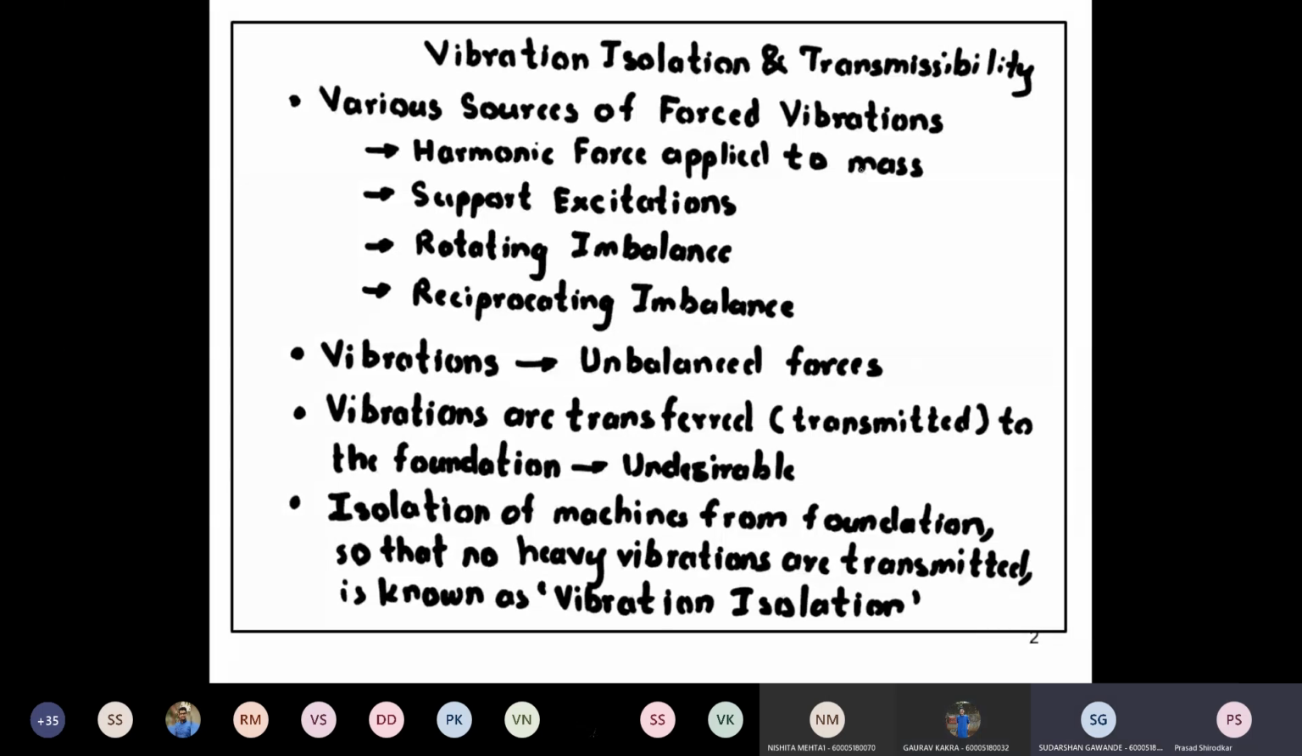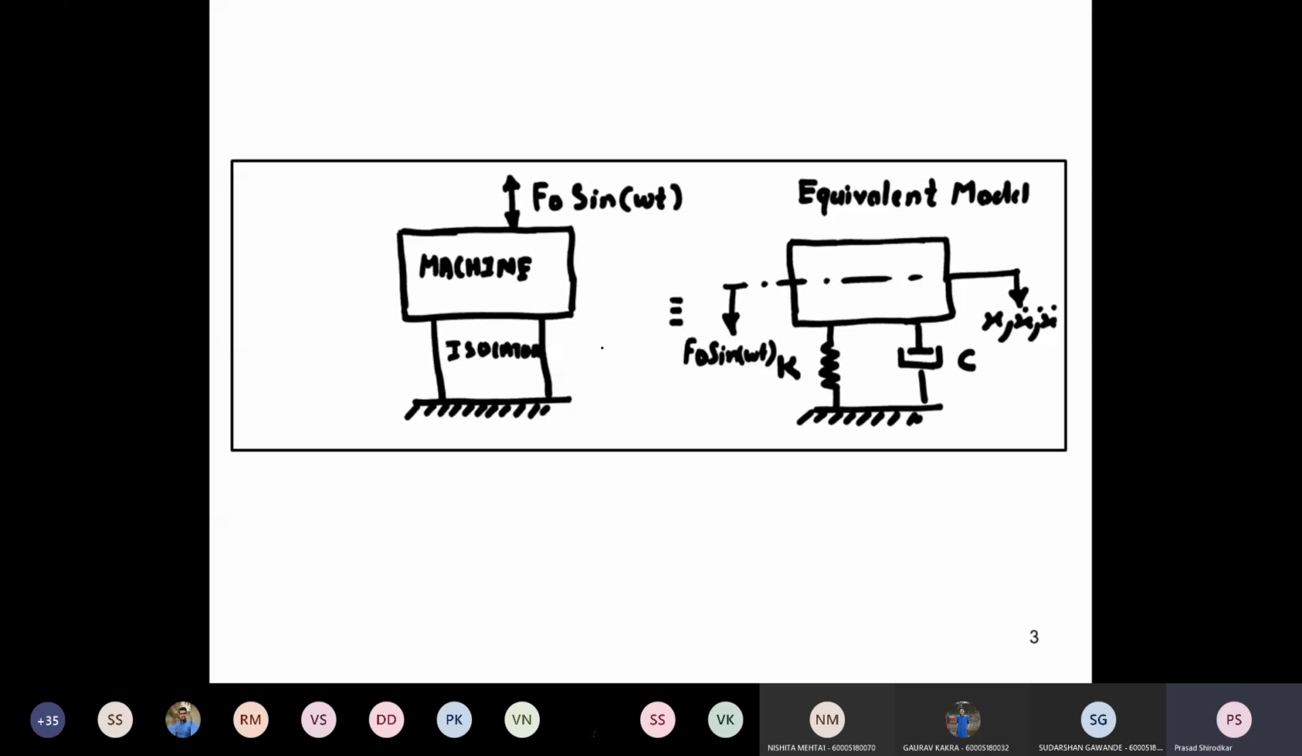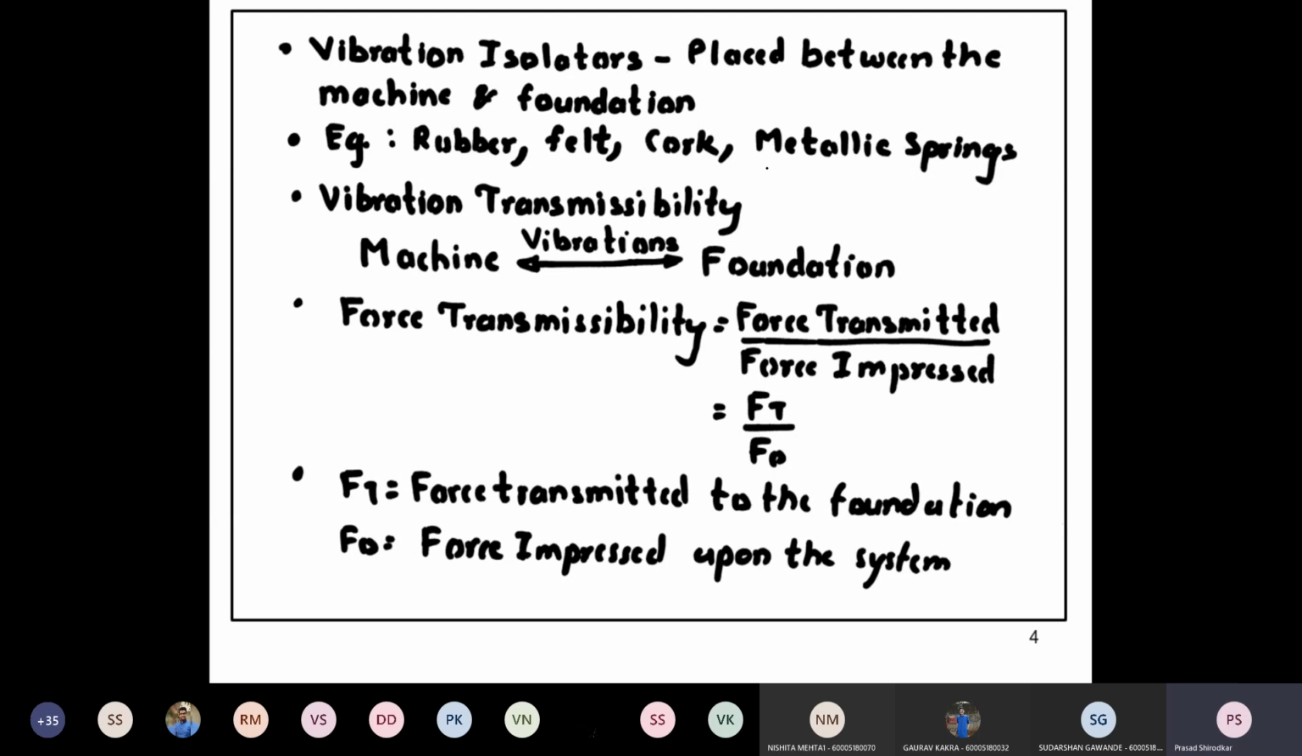Okay, all right. So we have identified four sources of vibrations, and these vibrations are nothing but caused due to unbalanced forces. To isolate this vibration, we are using isolators that can be made up of various kinds of materials such as rubber, felt, cork, or metallic spring, which is the commonly used form of isolator. We define the term force transmissibility, that is Ft by F0, and one minus force transmissibility is the percentage isolation which is achieved.